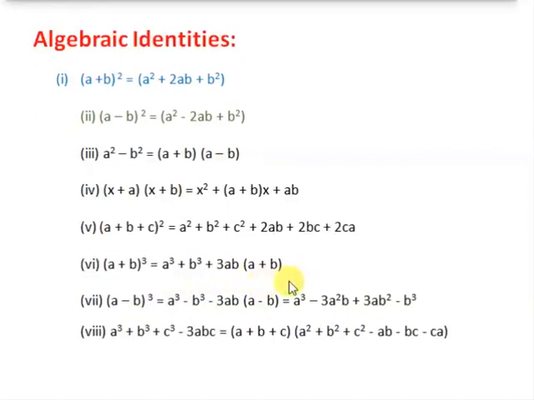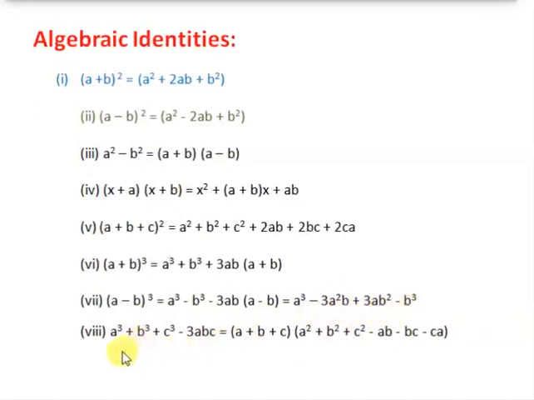Next is (a minus b) whole cube. This is for plus, this is for minus. Carefully observe the difference in these two: all the plus signs become minus. This is the best way to remember it. (a minus b) cube is equal to a cube minus b cube minus 3ab(a minus b), which, if we open the bracket, is a cube minus 3a square b plus 3ab square minus b cube.